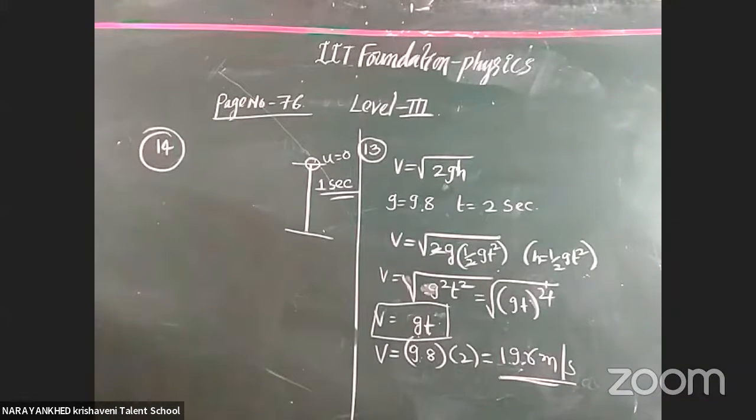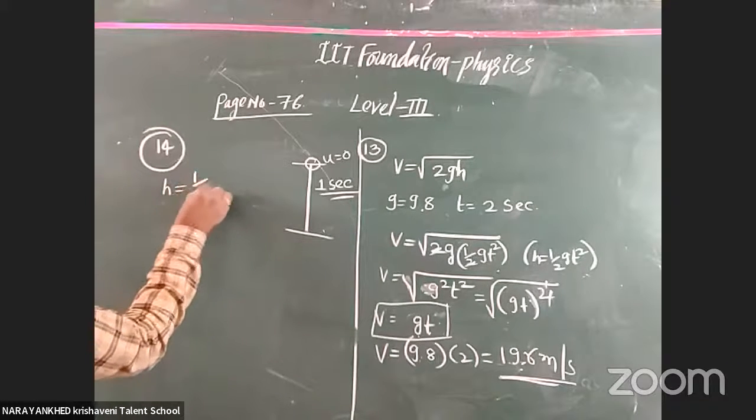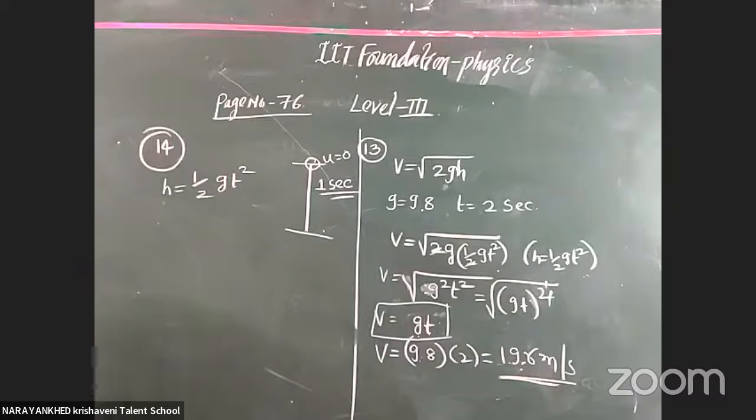Simple thing only. Again the same formula: h equals half g t square. This is the formula. How much distance does it travel in 1 second? Clear or not? When we drop a body, in 1 second, how much distance does it travel?